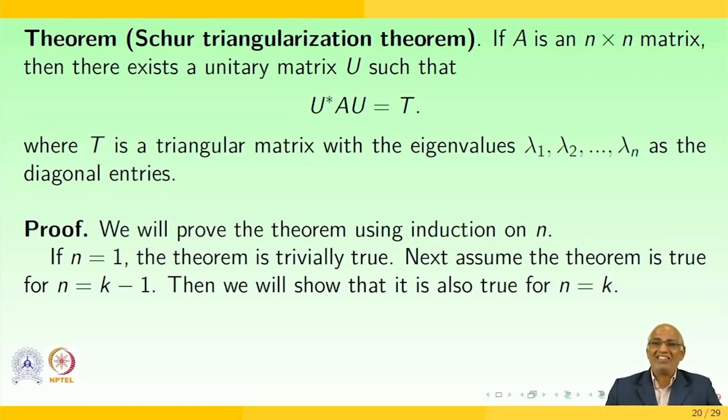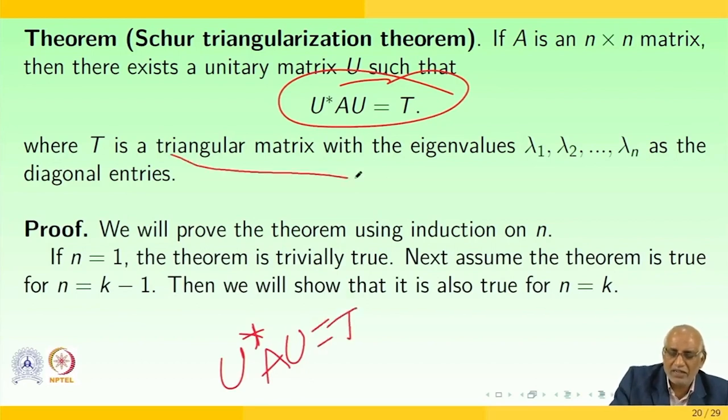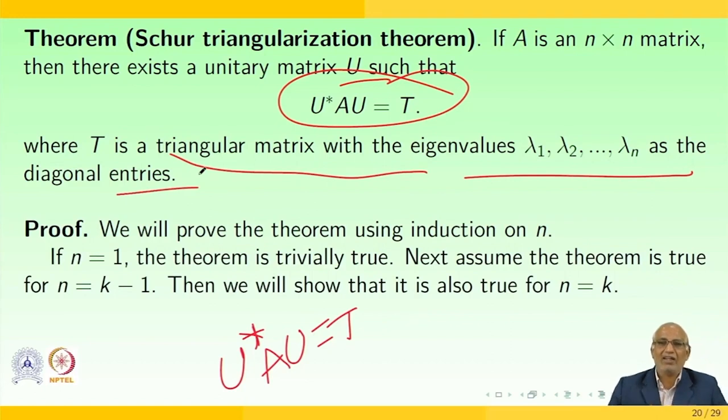If the matrix A is an n by n matrix, then there exists a unitary matrix U such that we can write U star times A times U is equal to T, where T is a triangular matrix with the eigenvalues lambda 1, lambda 2, up to lambda n as the diagonal entries. So we will prove the theorem using induction on n. So this proof is by induction. If n is equal to 1, the theorem is trivially true because nothing can be done. So it is as usual.